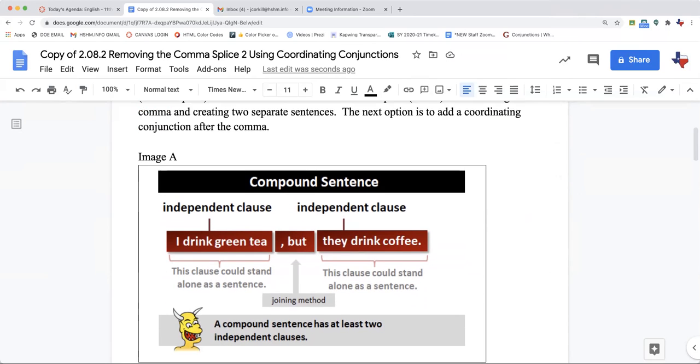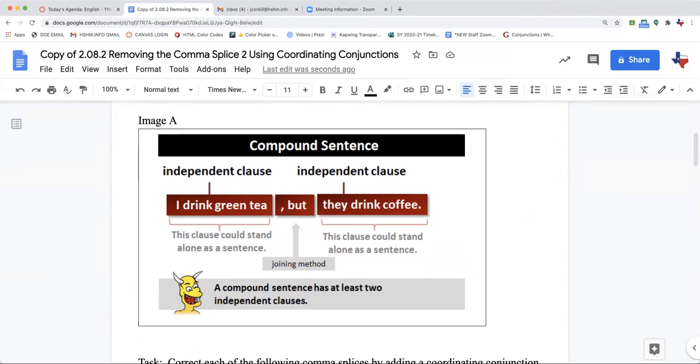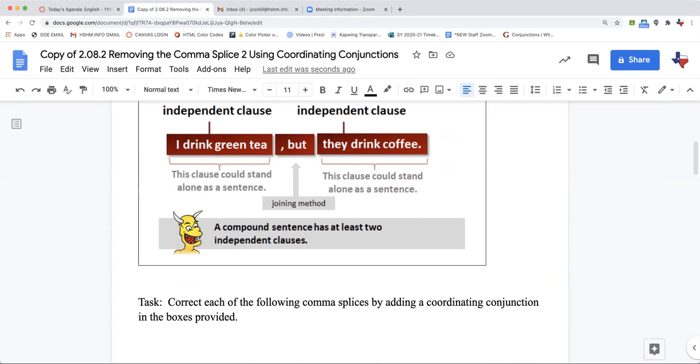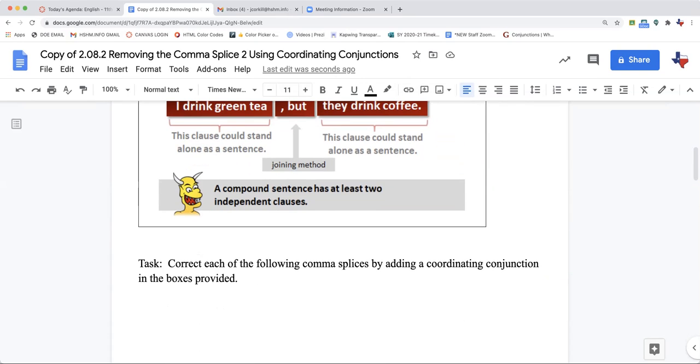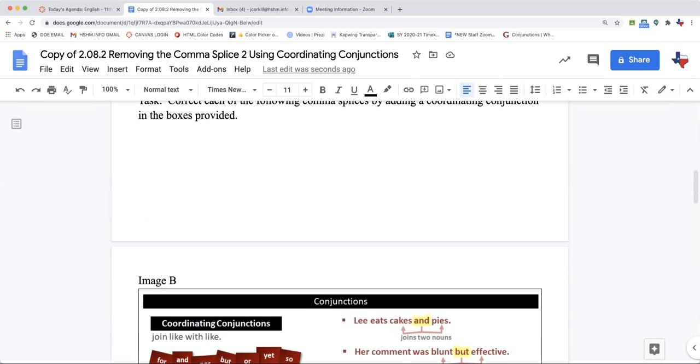Image A. I have two independent clauses. I drink green tea. They drink coffee, right? But I added a comma and a coordinating conjunction, but, to join them together. I drink green tea, comma, but they drink coffee. Must have both of them. This clause could stand alone as a sentence, and this clause could stand alone as a sentence. So they're complete, they're independent clauses. So a compound sentence has at least two independent clauses. It could have more. Task: correct each of the following comma splices by adding a coordinating conjunction in the boxes provided.